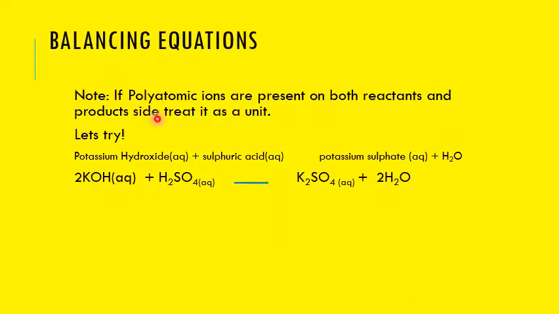Next rule of thumb is if polyatomic ions are present on both the reactant and product side, you have to treat it as a unit. So let's look here. What do we mean by that? KOH is present on the left, but do we see it present on the right? No. So that's not what we're referring to. So let's look at sulfate. Sulfate is present on the left. Is it present on the right? Yes. So we are talking about sulfate.